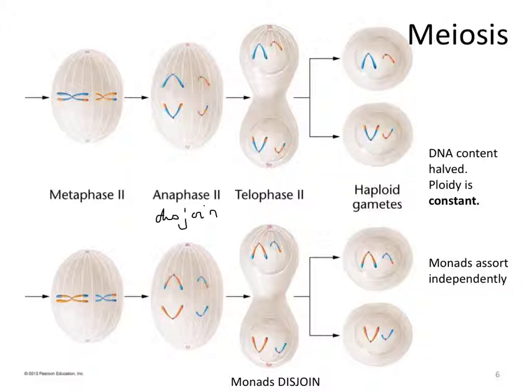Note that independent assortment happened at the stages where the sister chromatids disjoined in meiosis II. It also happened earlier on when the dyads, the intact sister chromatids, disjoined in meiosis I. We're left with 4 cells, each has haploid genetic content, and they're genetically reshuffled relative to the parents. Let's consider that genetic variation in a little bit more detail.